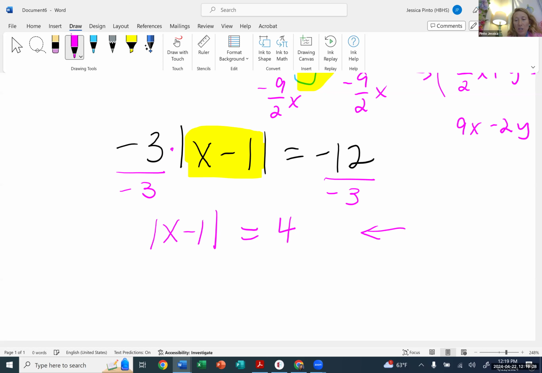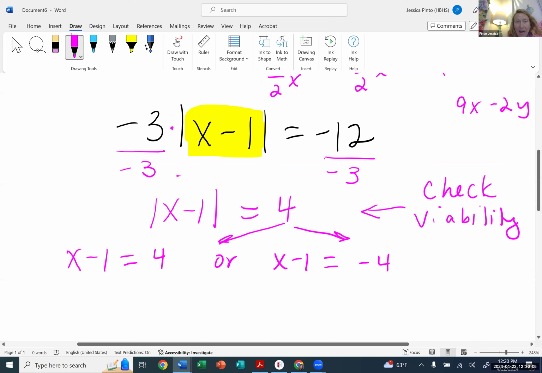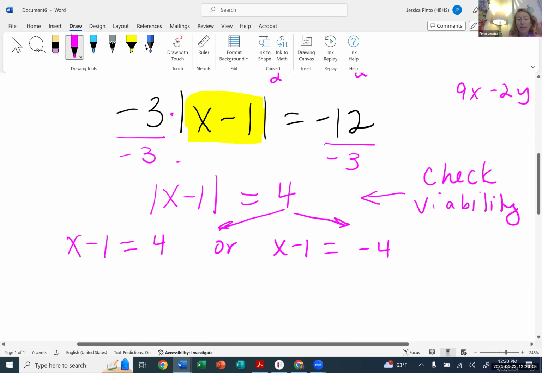It's at this stage where we check viability. Can the absolute value of something be positive 4? Yes, the absolute value is always positive. And so I'm trying to find the values inside here because inside here I could have a negative and inside here I could have a positive. So it's from here where we change this to x minus 1 equals 4 or x minus 1 equals -4. So it's this value that changes, not the interior. Always keep that part highlighted exactly the same. If you change it, you get the wrong answer.